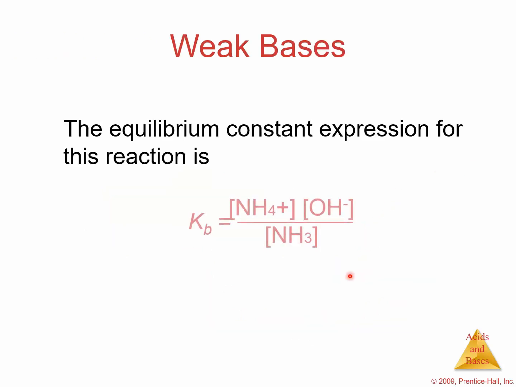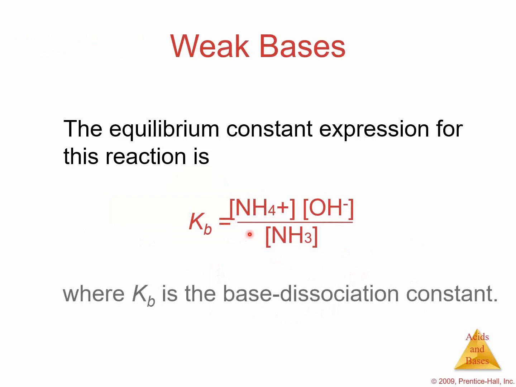Now, the equilibrium constant expression for this reaction is Kb equals the molar concentration of NH4+ times the molar concentration of OH- divided by the molar concentration of ammonia. Since water is the solvent, it is omitted from the equilibrium constant expression. Kb here is the base dissociation constant.